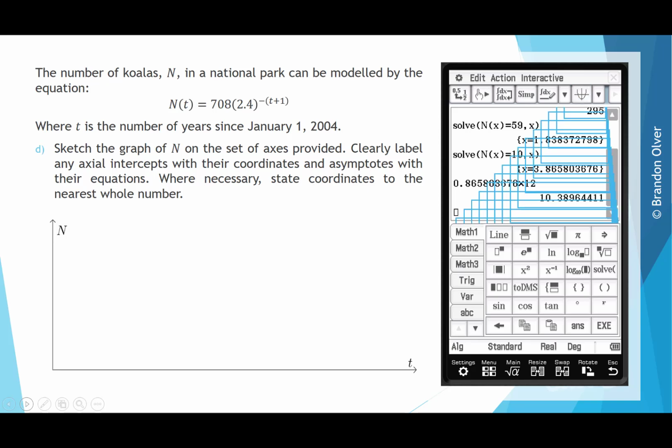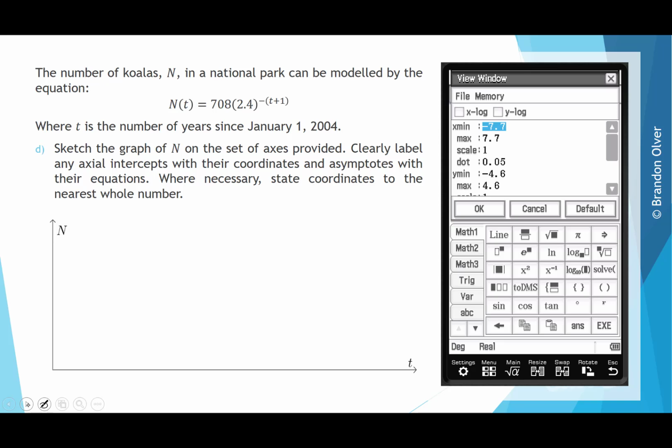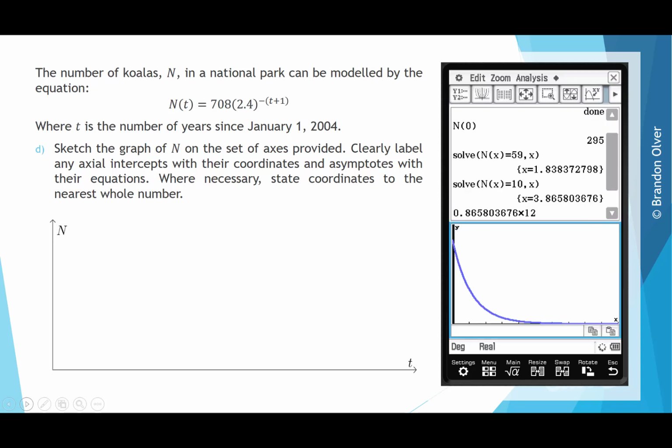So hitting the graph icon on the CAS calculator will bring up this screen, and we can drag n of x down. And then we want to reset our window size so it goes from x or t is 0 up to perhaps 10. And then our y minimum we can set to be 0, and our y maximum we can set to be maybe 350. So this is a sketch of n of t.